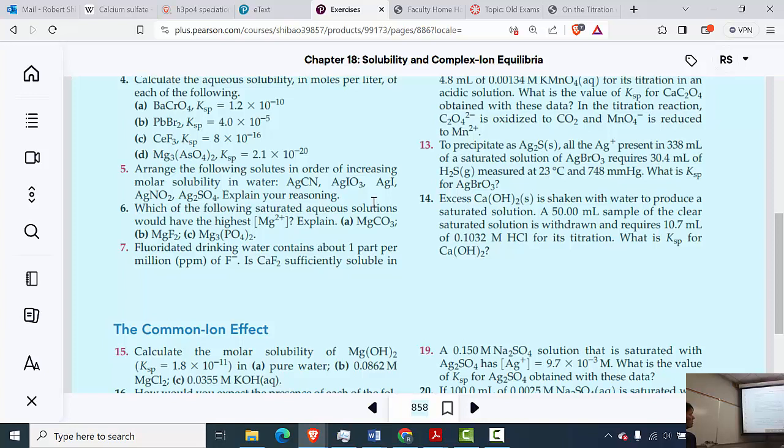Number 6, which of the following saturated aqueous solutions would have the highest magnesium concentration? Explain. You know, these have different KSPs. So we have magnesium carbonate, magnesium fluoride, magnesium phosphate. In A and B, the solubility is the same as the magnesium concentration, but in C, it's different. In C, the solubility is 3 times less than the concentration of magnesium. In other words, the magnesium concentration is 3 times more than the solubility. And then we have to look at the KSPs as well. So what we can do is a calculation to figure this one out.